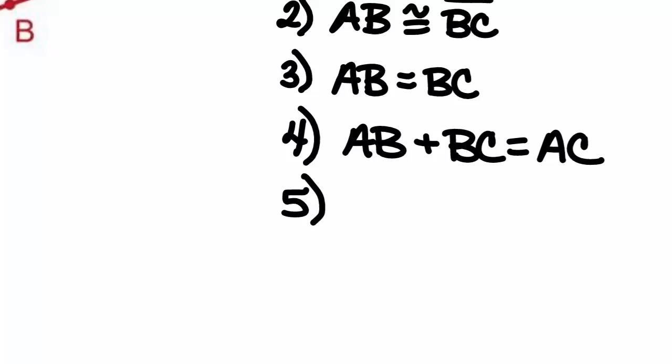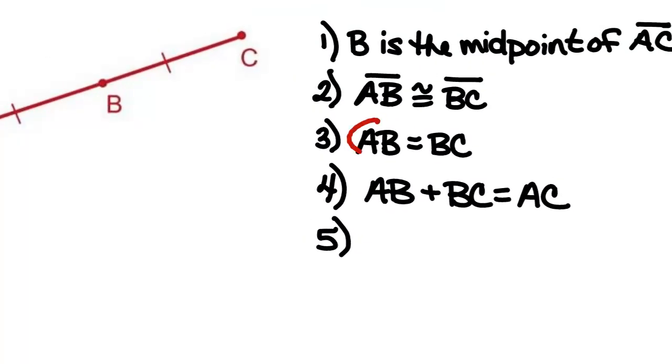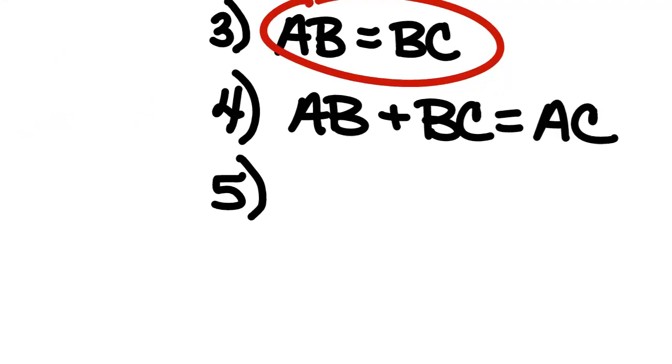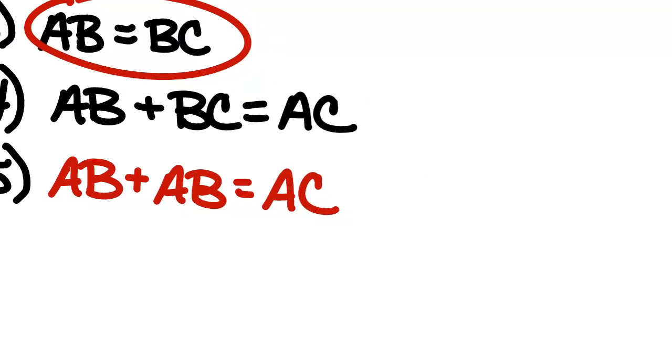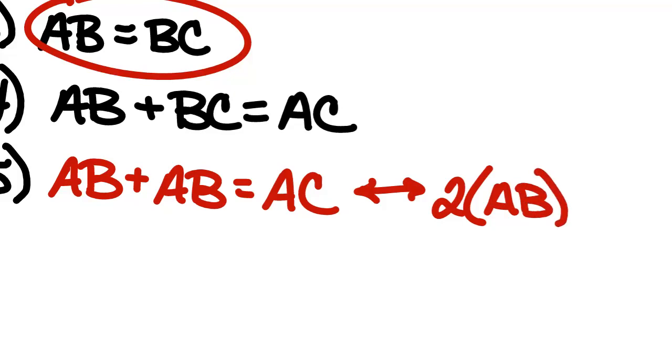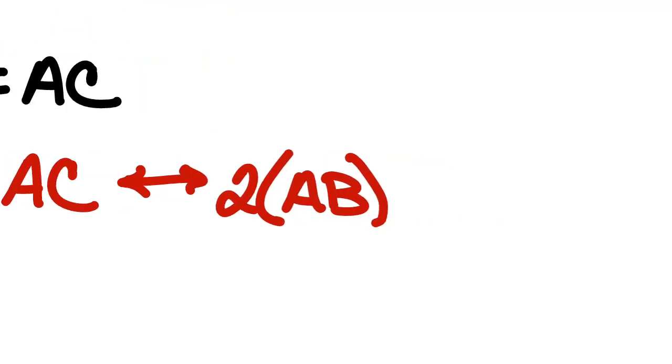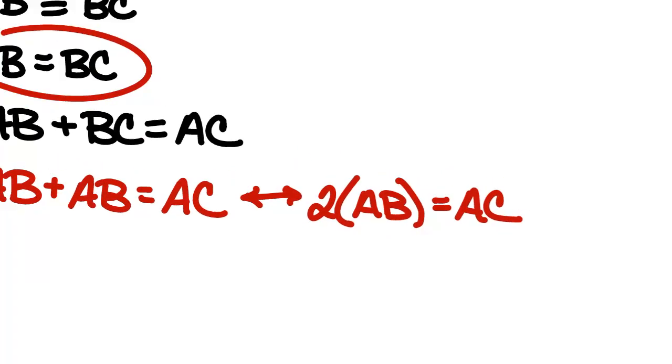Well, didn't we say up here in number 3 that AB and BC are the same size? So could I replace BC here? I could make another true statement that said that AB plus another AB is equal to AC. Or another way to write that exact same idea would be 2 multiplied by the length of AB, because I wrote it down twice, is equal to AC.